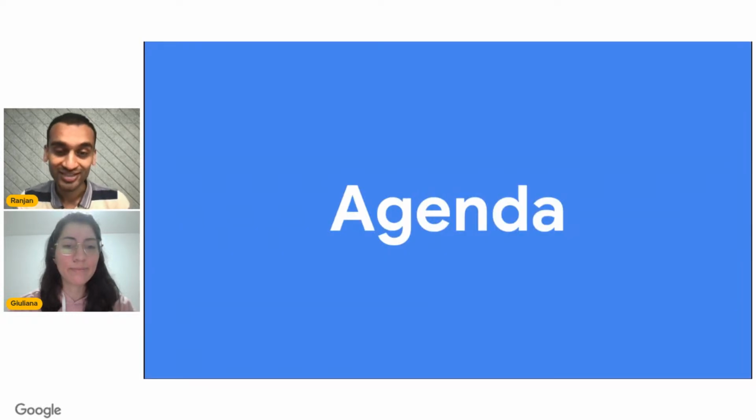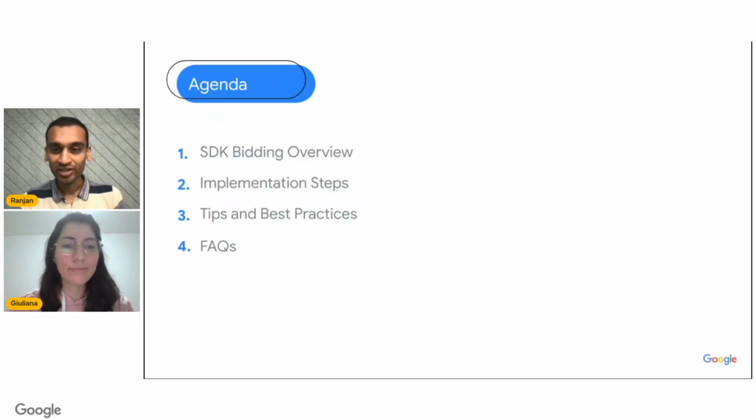With that, let's go through the agenda for the session today. Here is a quick snapshot of what we will be covering. We will start with an overview of SDK bidding. Then Juliana will walk us through the implementation steps in detail. This is going to be extremely helpful to you if you are planning on using the SDK bidding feature. We will also share some tips and best practices, including reporting. And finally, we will go through some frequently asked questions and also take your live questions, if any.